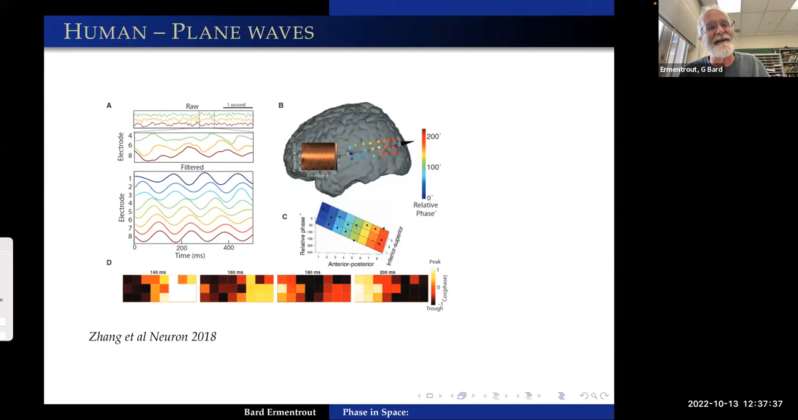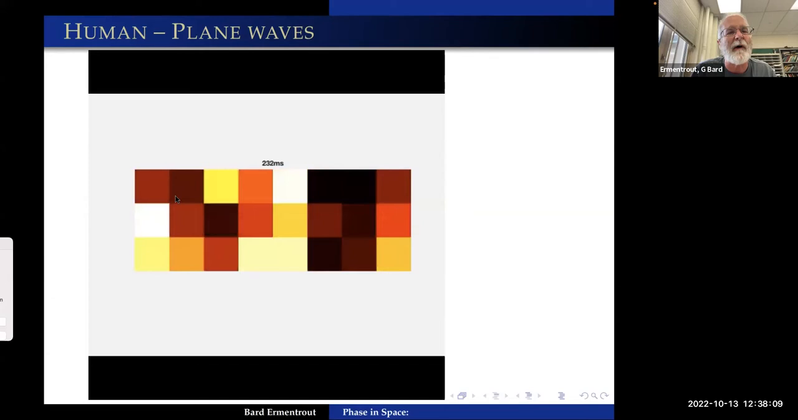Okay. All right. So this is from Josh Jacobs' lab. These are patients that have seizures, and so they've got electrodes implanted in parts of their cortex. This is not a seizure thing. This is just normal ongoing wave activity. Here's an example of the space-time plot of that, and you can see a wave that goes from left to right.